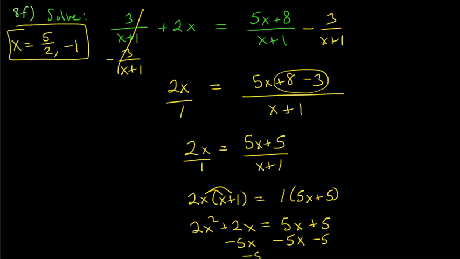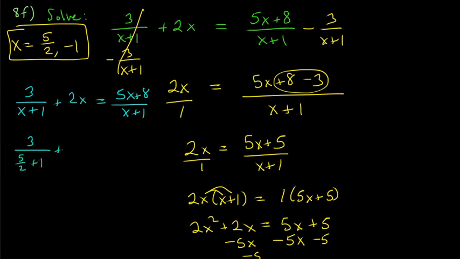But again, we should check. And I kind of messed up the original equation here, so let me rewrite it: 3 over x plus 1 plus 2x equals 5x plus 8 over x plus 1. So let's check the 5 over 2. That's not going to be easy because it's going to be fractions within fractions again. But you know what to do with these.